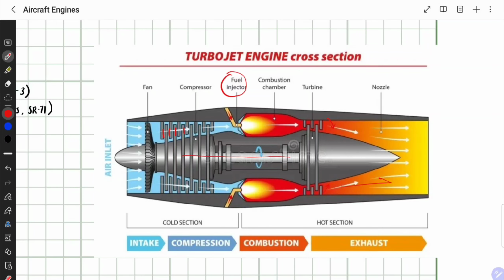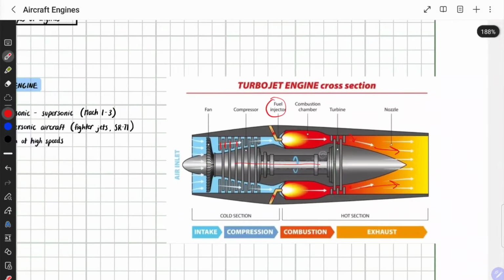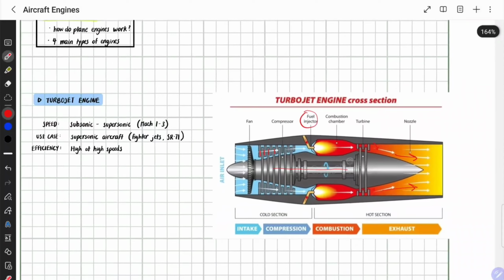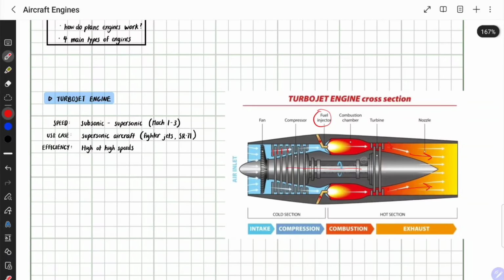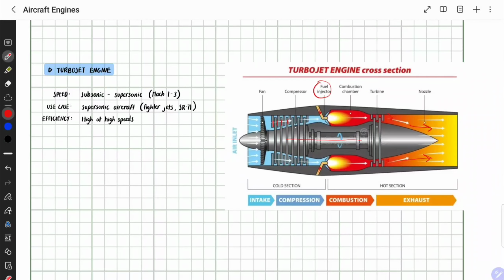So if there's a big enough change in momentum from the inlet air to the exhaust, that's what's producing the thrust. And this is mainly found for subsonic to supersonic planes, as we said before, and it's pretty efficient at high speeds.